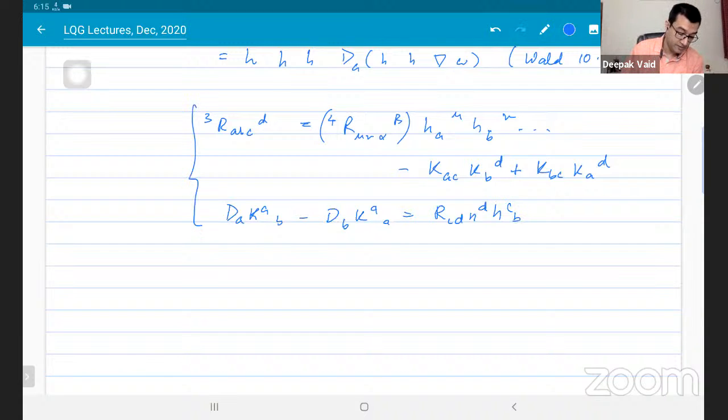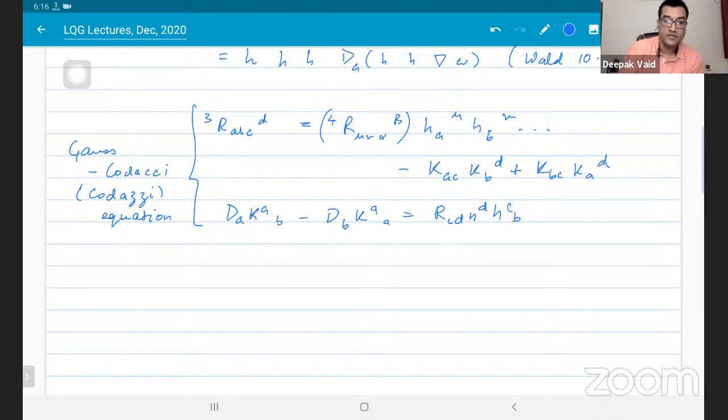So collectively, these two expressions are known as the Gauss-Codazzi equations. Some places spell this one way, some places spell it another way. I don't know which one of these is correct, and I don't think we have any Italians amongst us to guide us in that regard. So I'll just call it Codazzi.